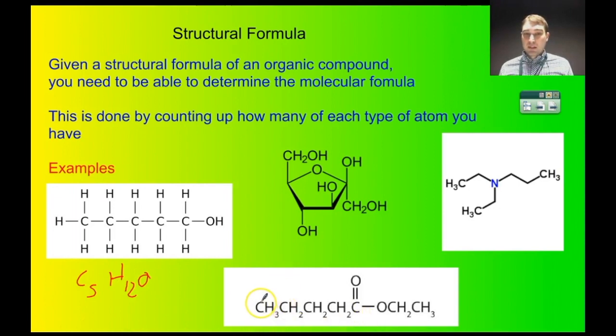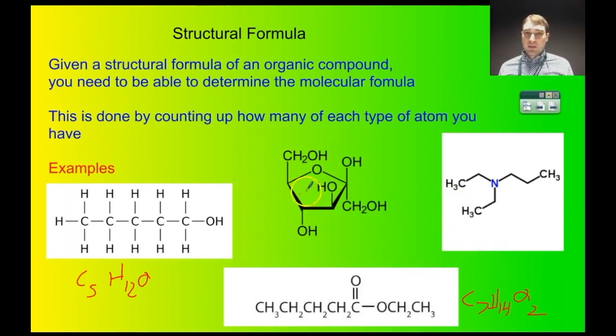If we have a look at this one down here, this is a condensed structural formula. Again, 1, 2, 3, 4, 5, 6, 7 carbons, so C7. How many H's? 1, 2, 3, 4, 5, 6, 7, 8, 9, 10, 11, 12, 13, 14, so H14. And we have 2 O's, O2. So we've just simply counted out how many carbons, hydrogens and oxygens we have. And this is the order you would normally follow, so C, H, then O. If you have any N's, they often go at the end.